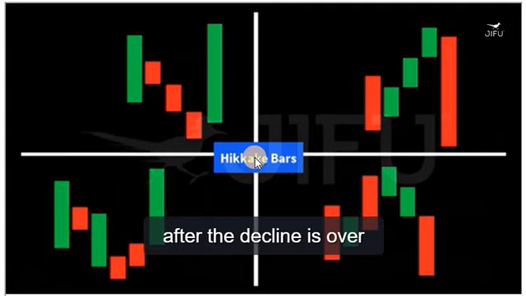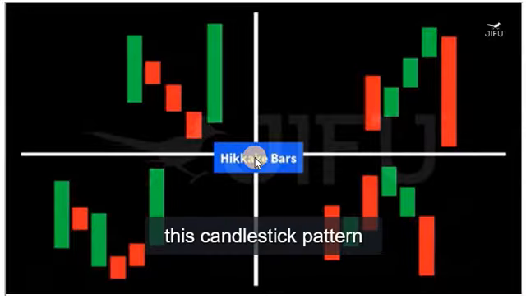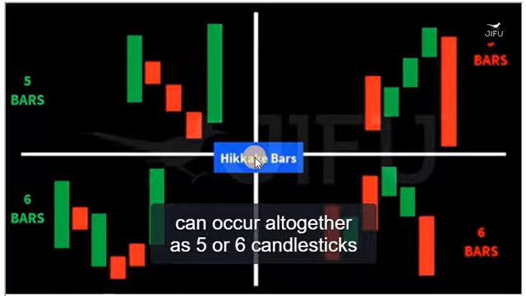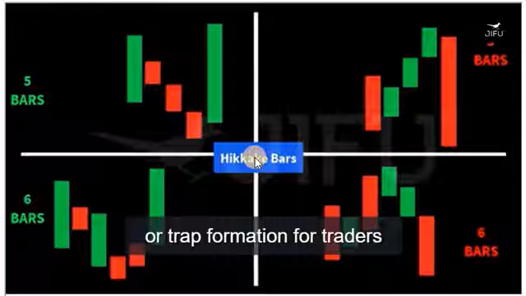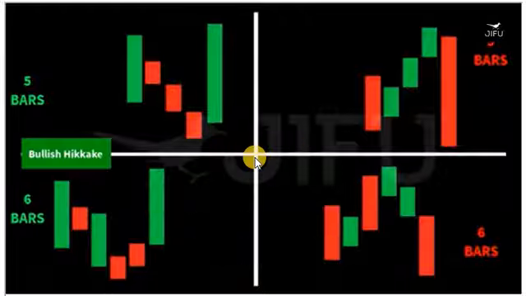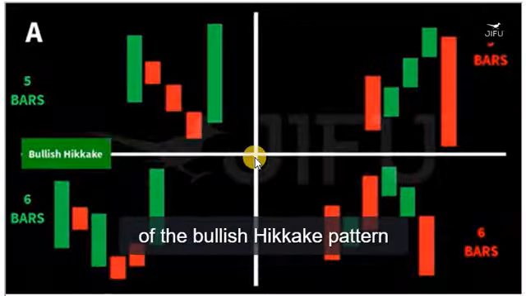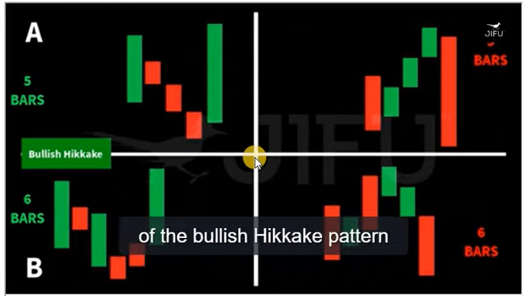After the decline is over, it then shows a breakout move in price action. This candlestick pattern can occur altogether as 5 or 6 candlesticks. This is one of the reasons it's been tagged as a tricky or trap formation for traders. The 2 formations on the left-hand side are the bullish Hikaki patterns. Pattern A is the 5 candlesticks formation of the bullish Hikaki pattern, while pattern B is the 6 candlesticks formation of the bullish Hikaki pattern.